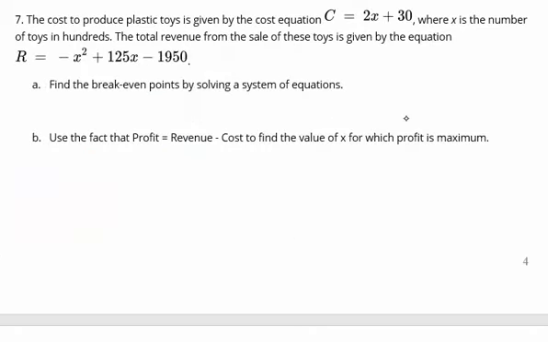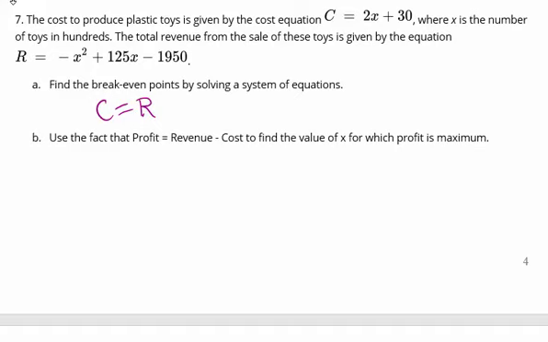For number 7, the cost to produce plastic toys is given by this cost function, C equals 2x plus 30, where x is the number of toys in hundreds. The total revenue from the sale of these toys is given by the function R equals -x squared plus 125x minus 1950. We want to find the break-even points, and break-even points are where the costs are equal to the revenue, or where there's just no profit.